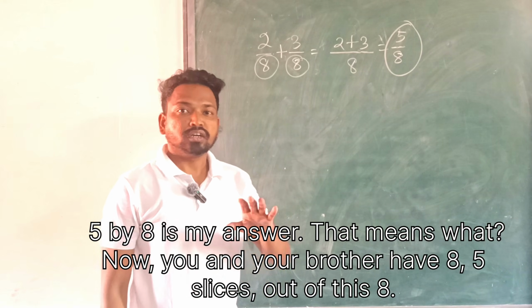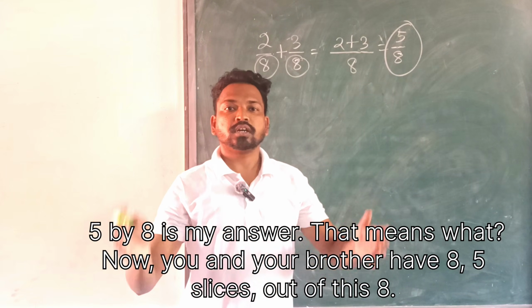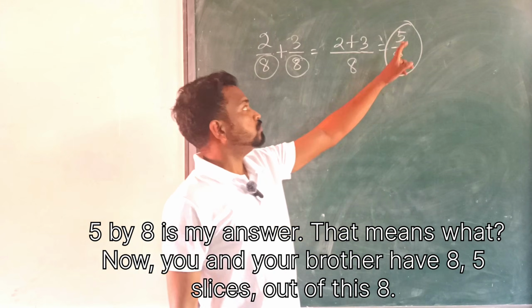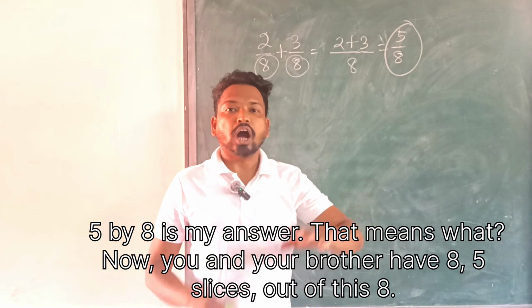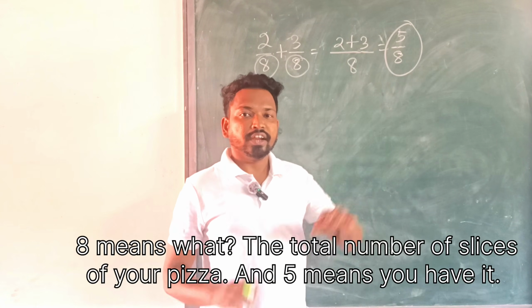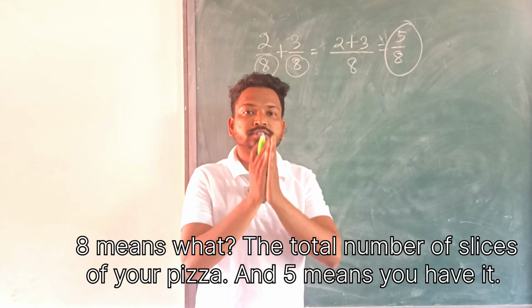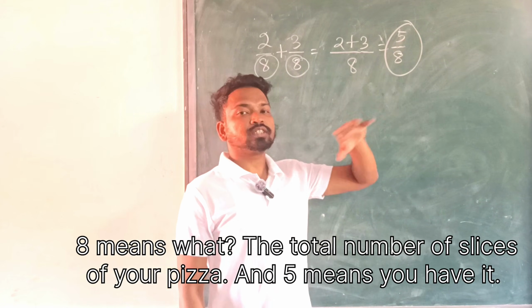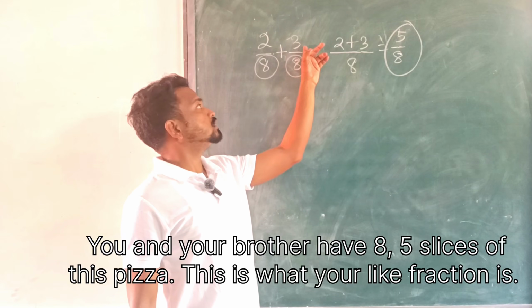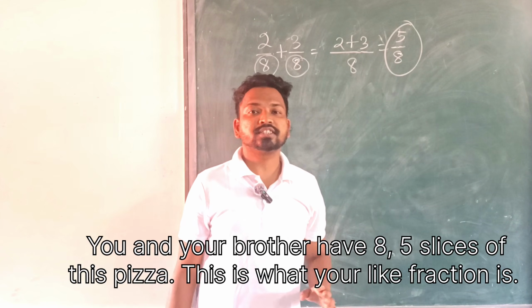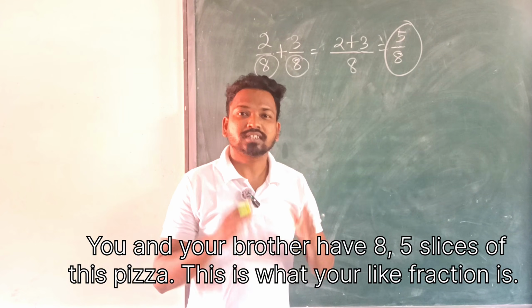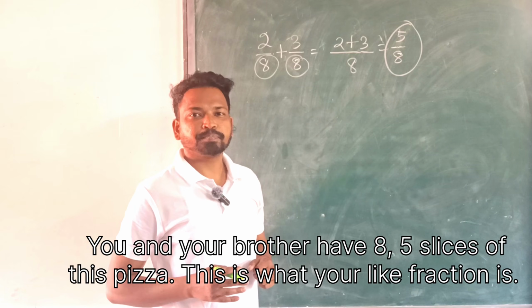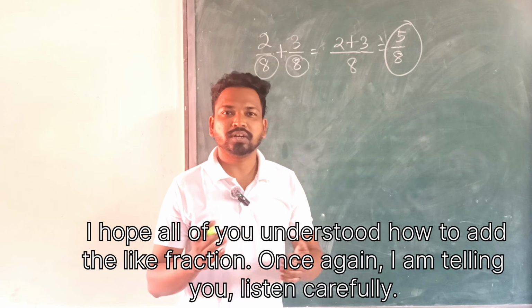That means now you and your brother have eaten 5 slices out of these 8. 8 means the total number of slices of your pizza, and 5 means you and your brother have eaten 5 slices of this pizza. This is what your like fraction is. I hope all of you understood how to add like fractions.